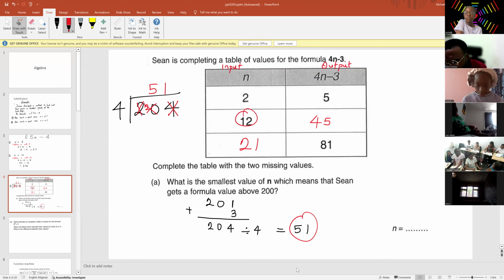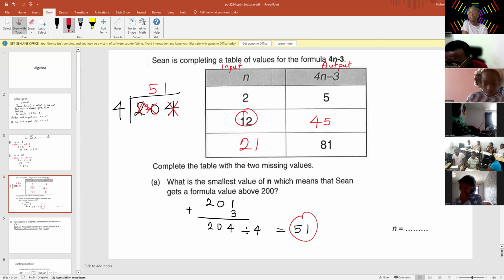Does it make sense now, Tara? Yeah, I just don't know how we got 201. I've explained. What is the number that is more than 200? It's alright, I get it now. Okay, very good. So we say the smallest number more than 200 is 201.